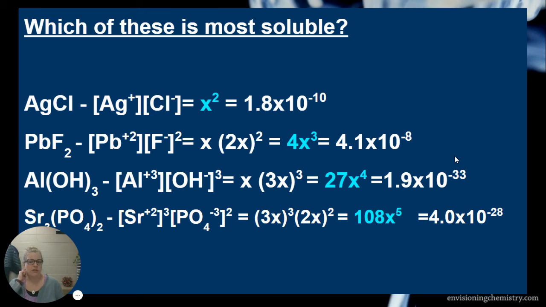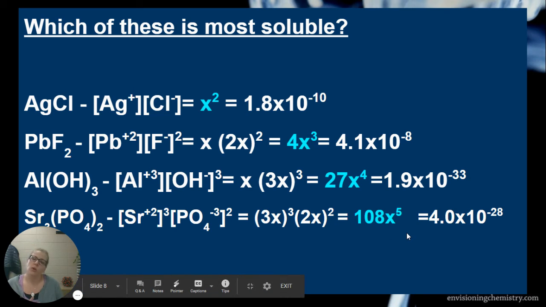Then, if I take a look at the strontium phosphate here, I have Sr2+ ions, and they make 3 of them. And then I have the PO4 ion, and I get 2 of those. So when I set up my equilibrium expression, I've got to have a cubed value for my strontium ion and a 2 exponent here for my phosphate.